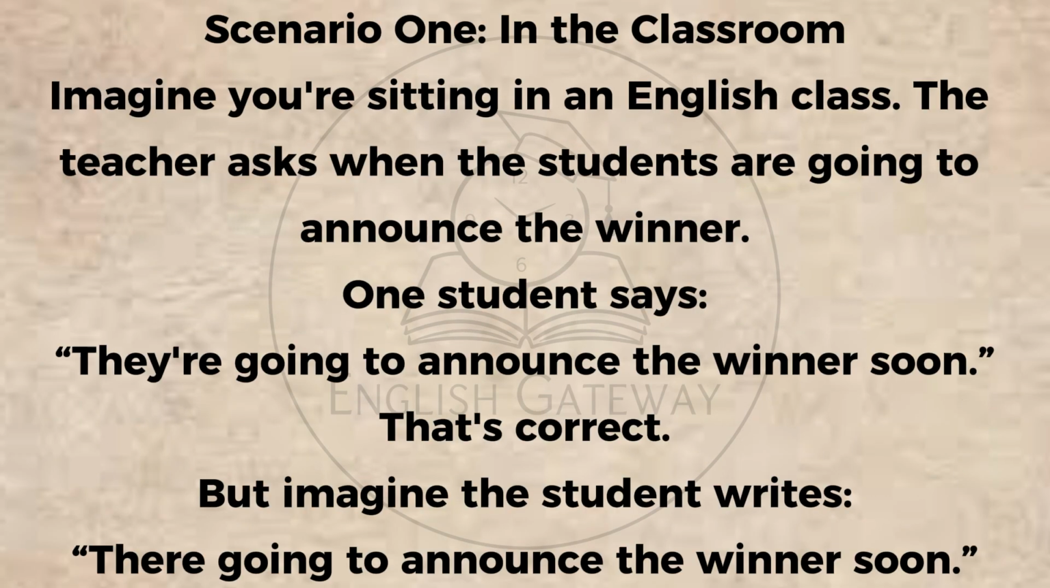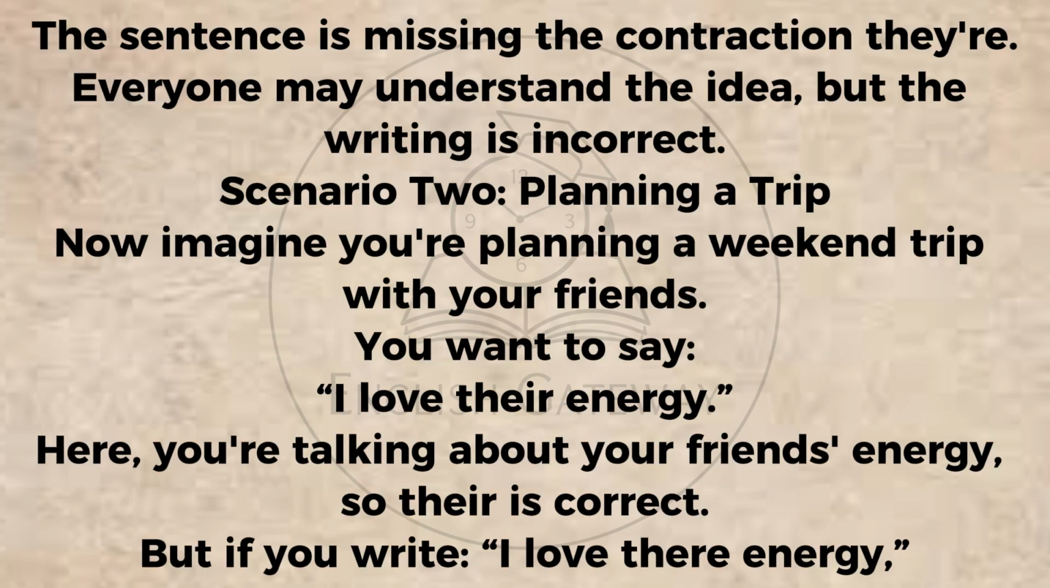Scenario 1. In the classroom. Imagine you're sitting in an English class. The teacher asks when the students are going to announce the winner. One student says, "They're going to announce the winner soon." That's correct. But imagine the student writes, "There going to announce the winner soon." The sentence is missing the contraction they're. Everyone may understand the idea, but the writing is incorrect.